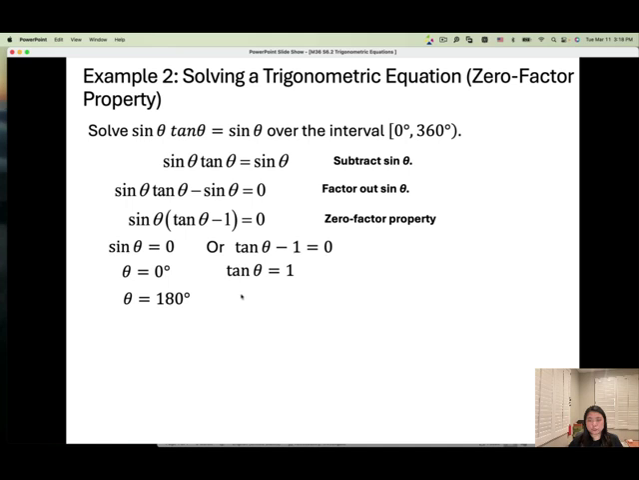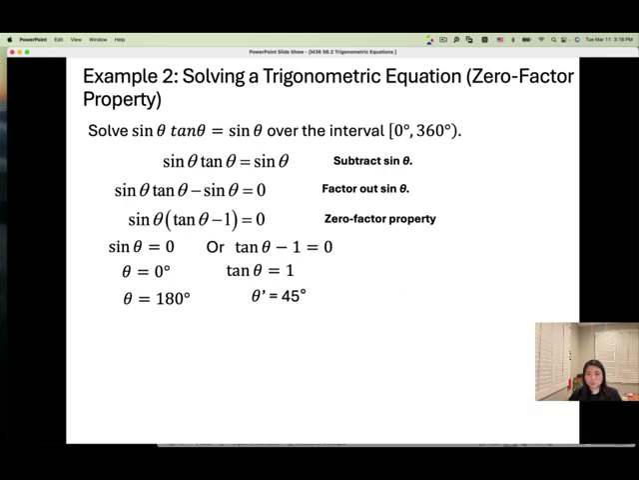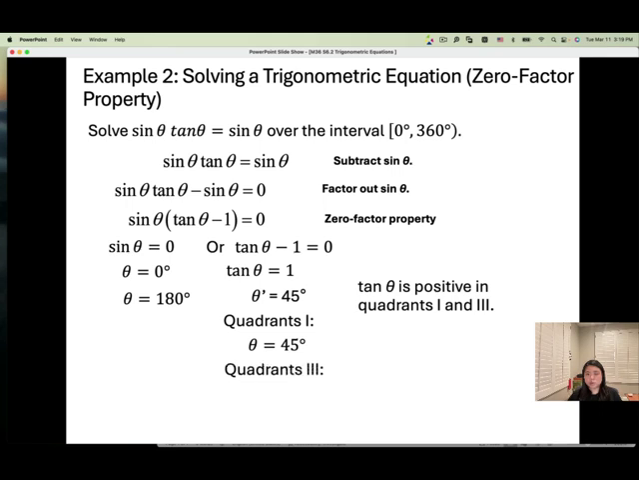So first, what is the reference angle? Theta prime would be equal to 45 degrees, and tangent theta equals positive 1. For tangent, quadrant 1 and quadrant 3 are positive. In quadrant 1, the reference angle equals theta. And in quadrant 3, we know the reference angle is 45, so it will be 180 plus 45, which is 225 degrees. So we have 1, 2, 3, 4 answers.